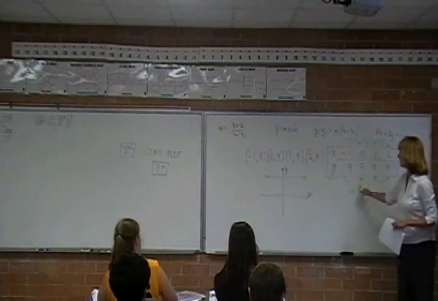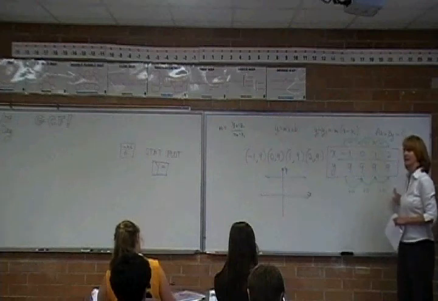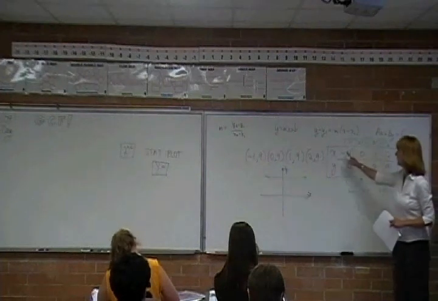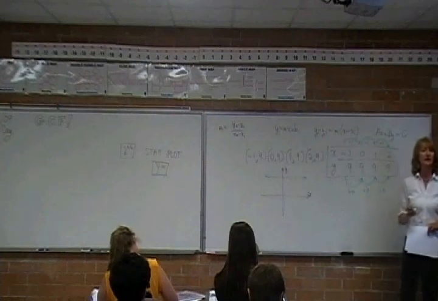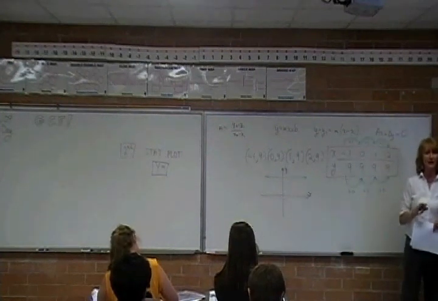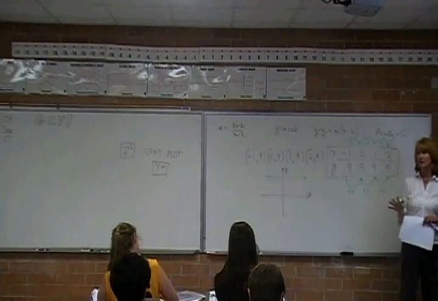If I had said +1, +2, +3, that's not linear. If this were increasing by 1 every time and this increased by 2 every time, that's still linear. As long as you're adding the same amount each time, it's linear. That's all you need to do for the table question.